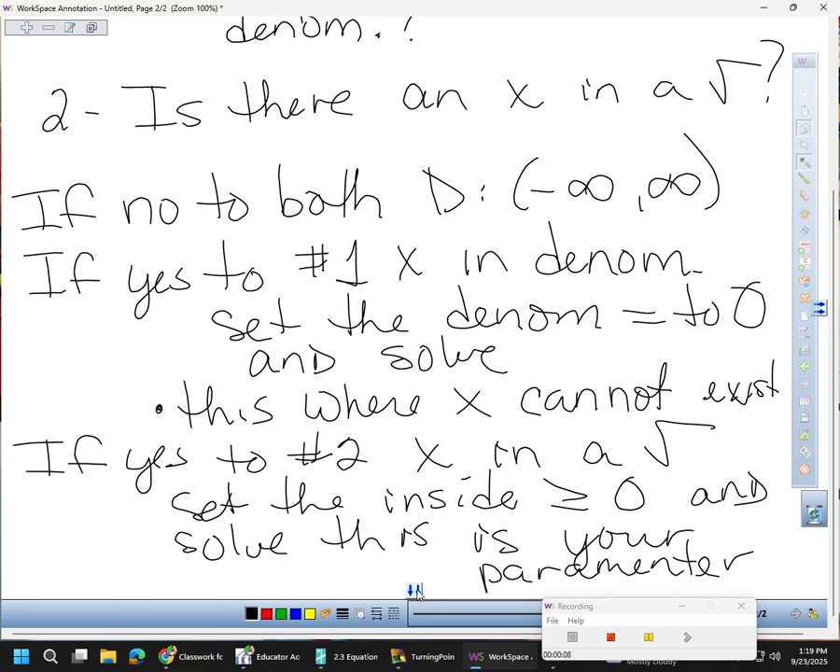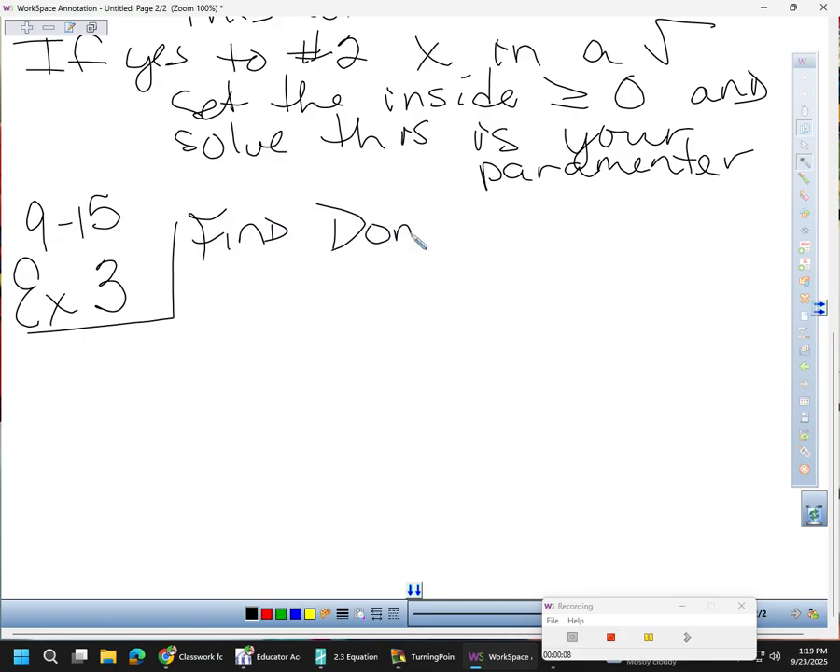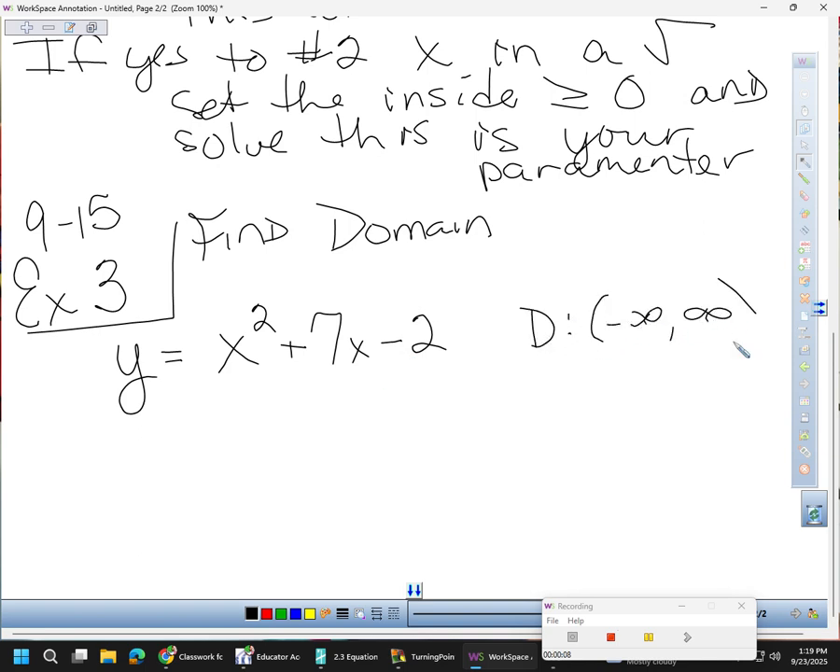All right, here we go. Here is example number 3. Here's what you are doing for 9 through 15. Find domain. Oh, well, we're going to get to actually one of those. Yes. Okay. That was a good question. All right. So let's say I have y equals x squared plus 7x minus 2. Is there an x in the denominator? Is there an x in the square root? So that means my domain is negative infinity to positive infinity.